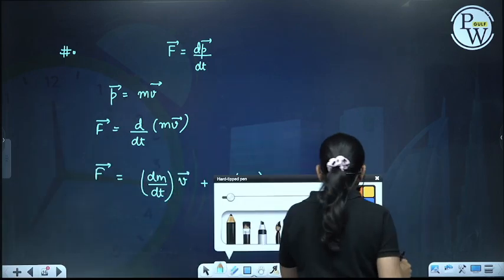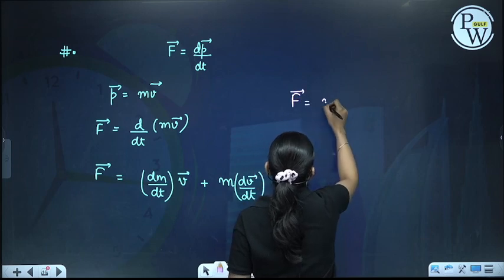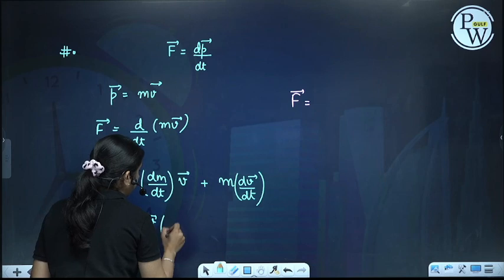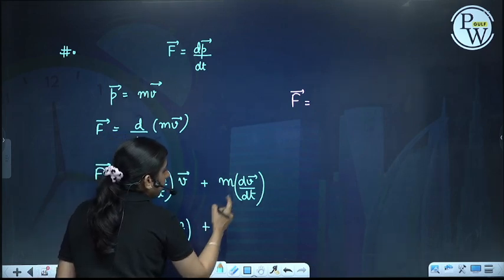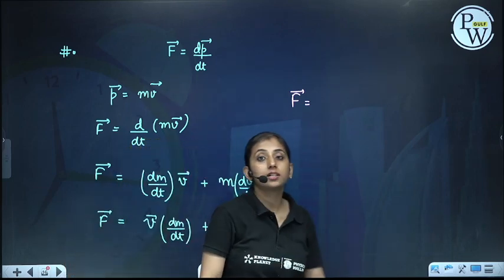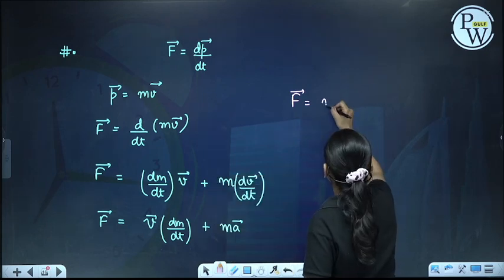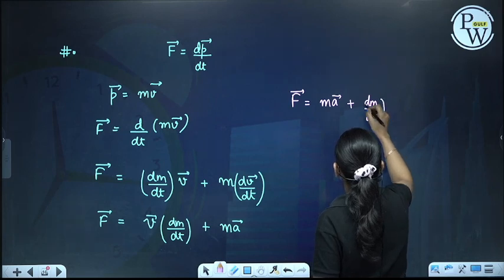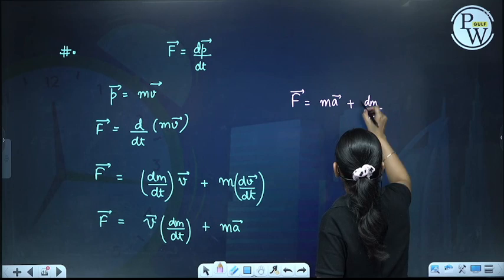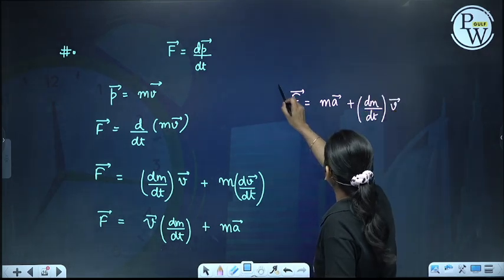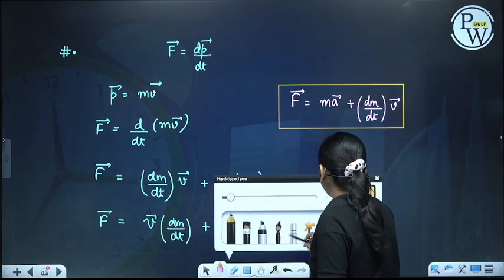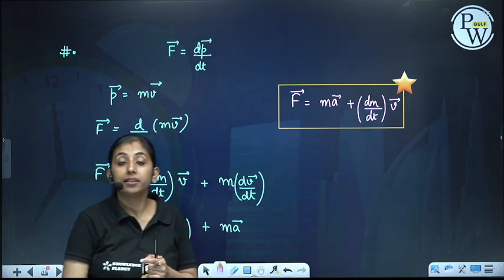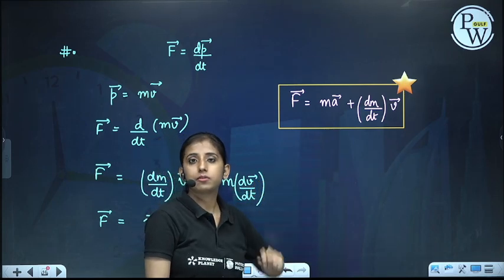So from here we get the complete expression of the force. Force will be velocity times dm by dt plus, what is dv by dt? It is acceleration, so it becomes mass into acceleration. Now let's write the complete expression: it will be mass into acceleration plus dm by dt times the velocity, that is, the velocity times the rate of change in mass. This is our complete expression of the force. You have seen that force is equal to mass into acceleration, but that's not the complete expression. If mass is changing, we will have the complete expression like this.